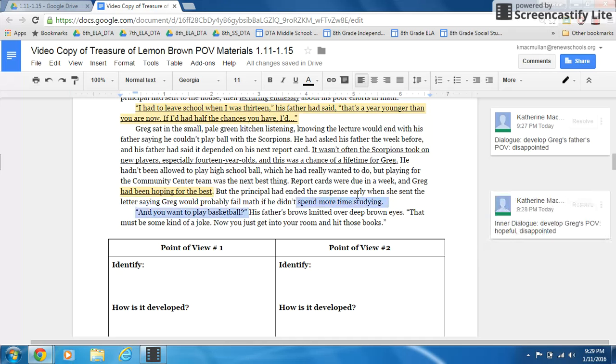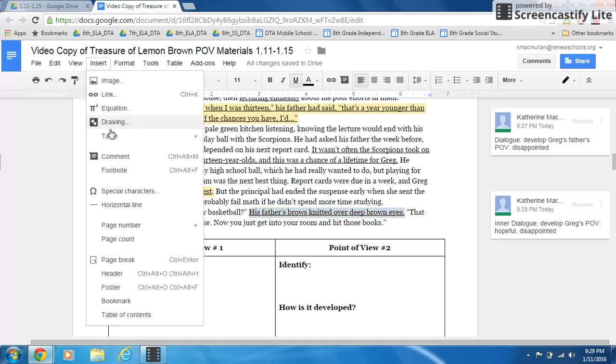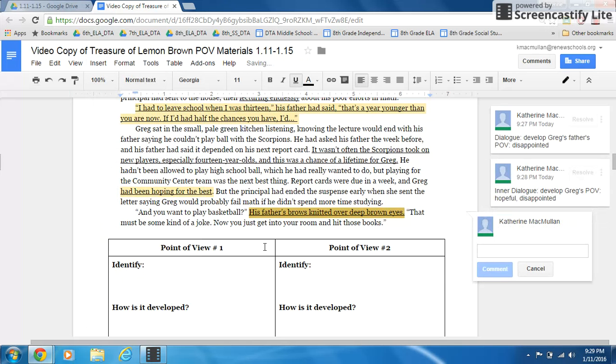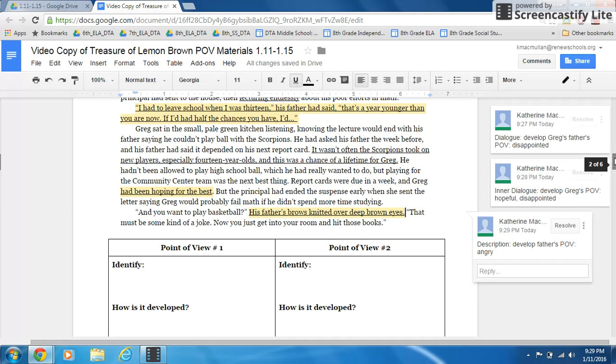I'm going to underline this. Obviously, we're seeing more dialogue from his father here in the way he's interacting with Greg. But I'm also going to show that this is some description of his father. And again, I'm going to say that this is showing that he's angry. When somebody's brows are knitted, it means that they're sort of going together in an angry way. That's what I'm picturing in my head.